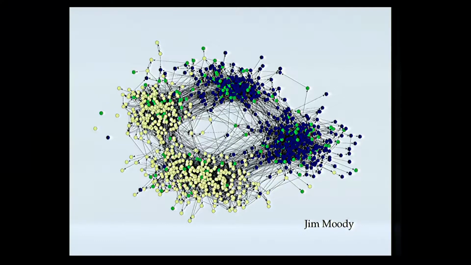Here's a picture that comes from my friend Jim Moody, who's at Duke University, and it's from a study he did. It's basically the modern equivalent of the same thing. So this is a US high school, in fact, from the 1990s. The nodes represent the kids in the school, and the edges represent who's friends with whom. There's a bunch of interesting things going on in this network, and I'll talk a little bit more about it later. But let me just point out one thing.